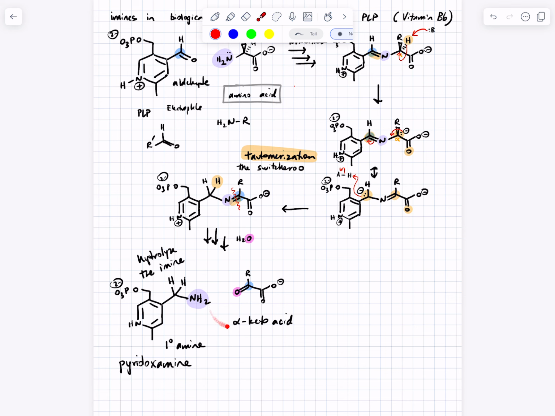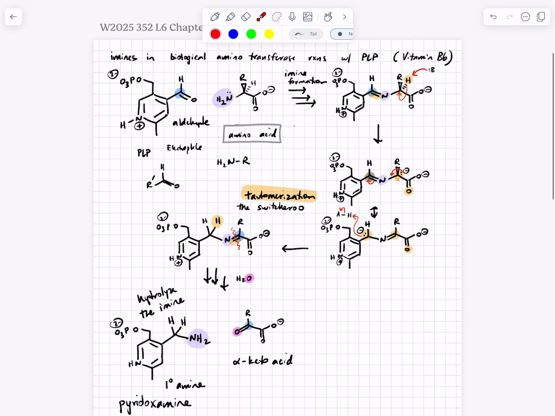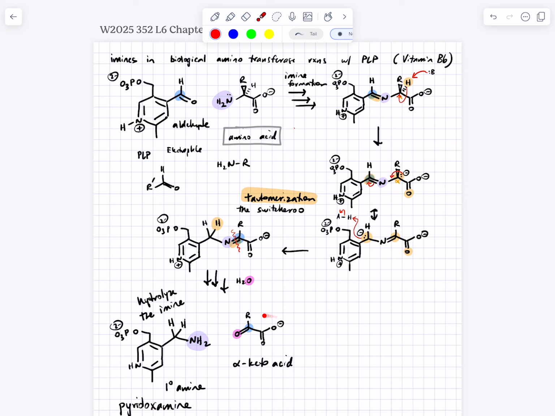And then nature might find another alpha keto acid and need to put an amine group in place of the carbonyl, and it can go backwards. That is, it can take pyridoxamine and form an imine with the alpha keto acid. That gets you here. Tautomerization does the switcheroo as to which side is the carbonyl carbon and which side is sp3. Then you hydrolyze that imine, and you've just made a new amino acid. This happens all the time in amino acid metabolism, and it's one of the ways your body moves nitrogens around. Okay, questions about that?